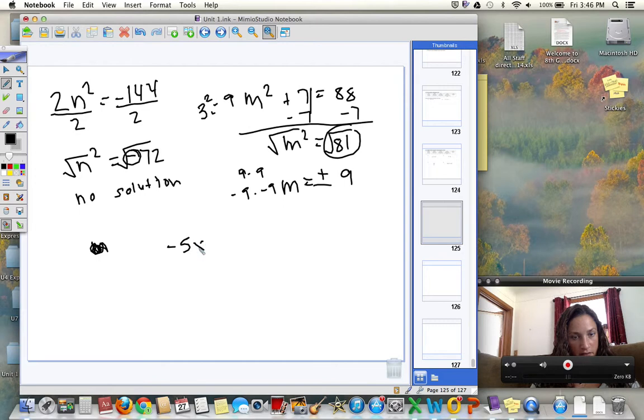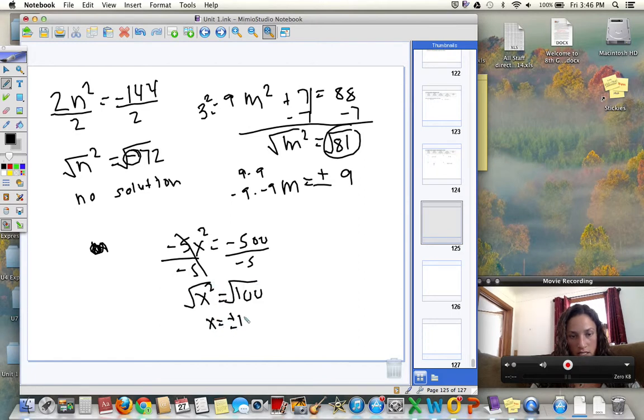Next: negative 5x squared equals negative 500. Divide by negative 5. The negatives cancel, leaving positive 100. Take the square root of both sides. x is going to equal plus or minus 10. One last one.